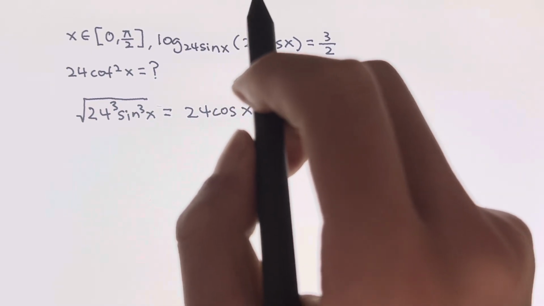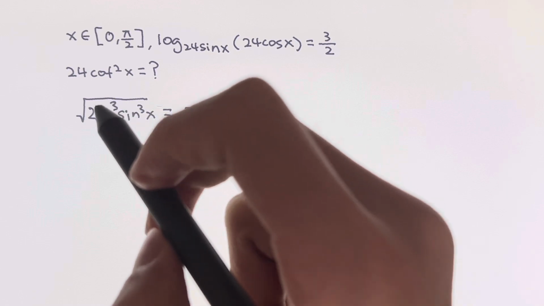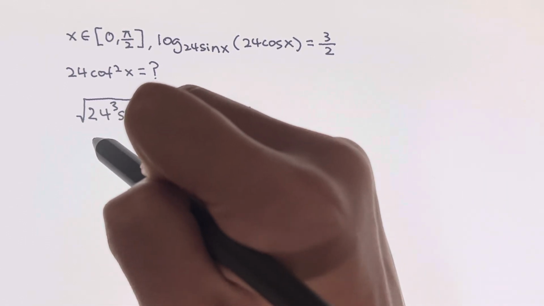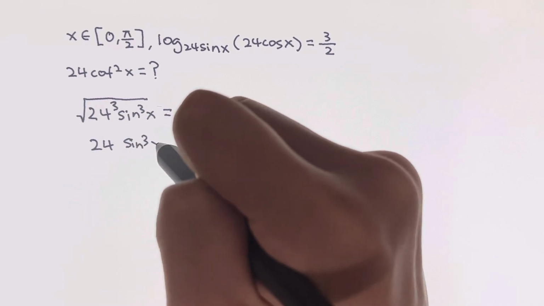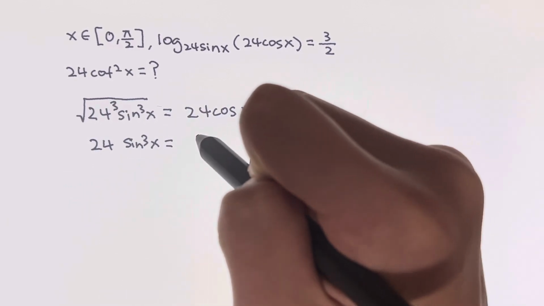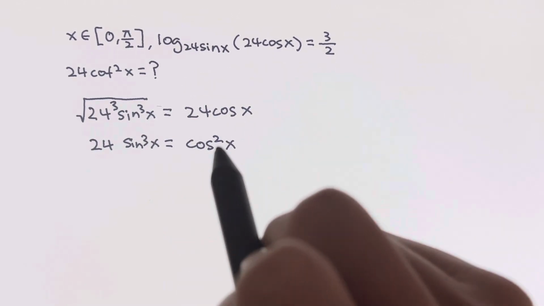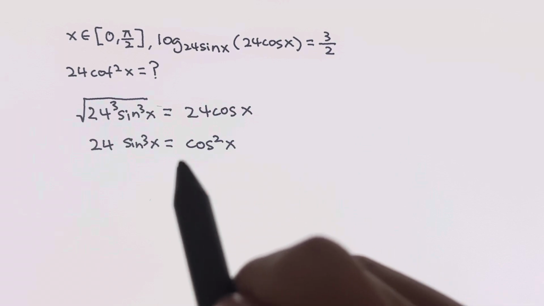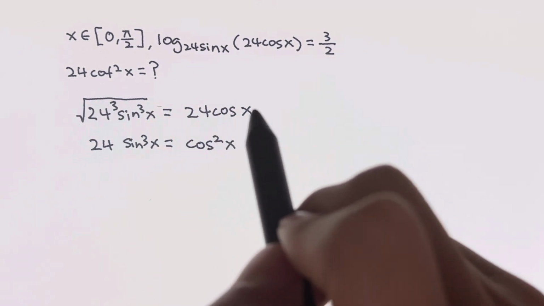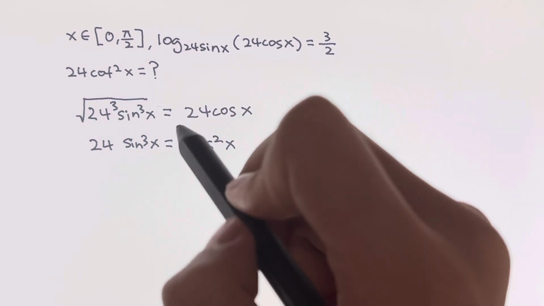Square both sides to remove the square root. And then you can simplify by dividing by 24 squared. So you'll get 24 times sine cubed of x equals cosine squared of x. And then we can rewrite cosine squared of x as 1 minus sine squared of x, because we know that sine squared of x plus cosine squared of x is 1.